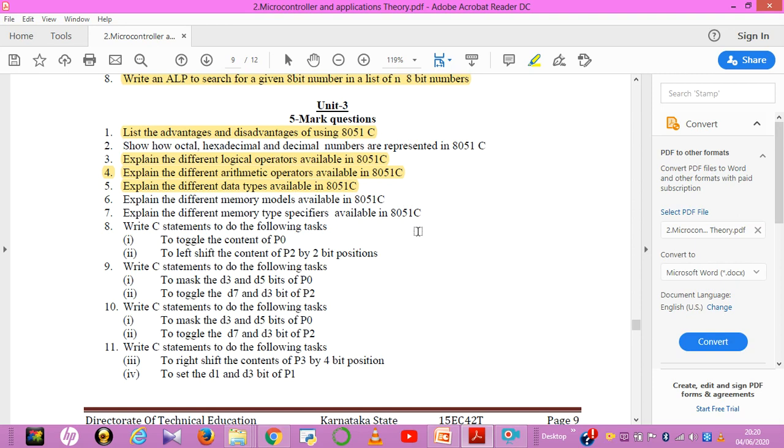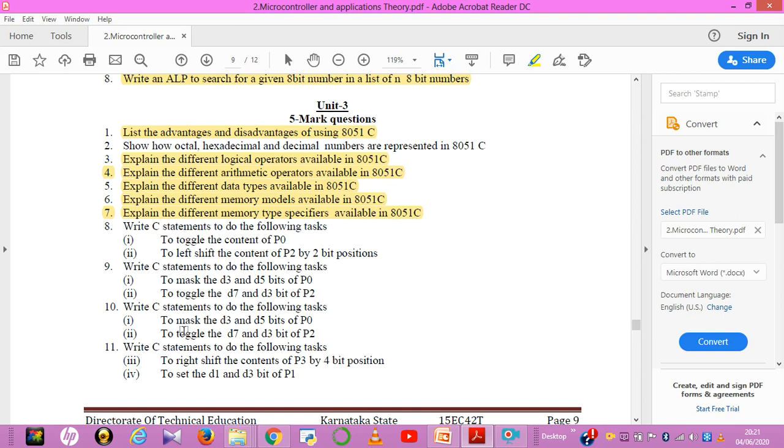Not only writing the data types' names, you have to write the range. You have to write the function and the usage of those data types to get 5 marks. Next, explain the different memory models. You have to write memory models. I have given memory models, and explain the different memory type specifiers available in 8051 C.